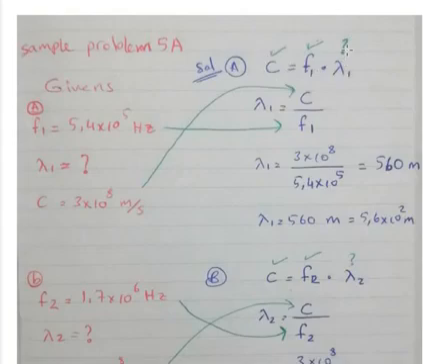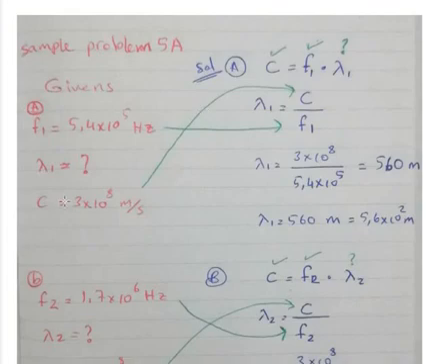Here we have the rule C is equal to F1 times lambda 1. We can see that the speed of light is given, the frequency is given, and the wavelength is asked. So in order to find the wavelength, we have to change places. Lambda 1 is equal to C over F1, meaning speed of light over frequency. As we talked about in the notes before, if wavelength is asked, we have to change the place of the rule.